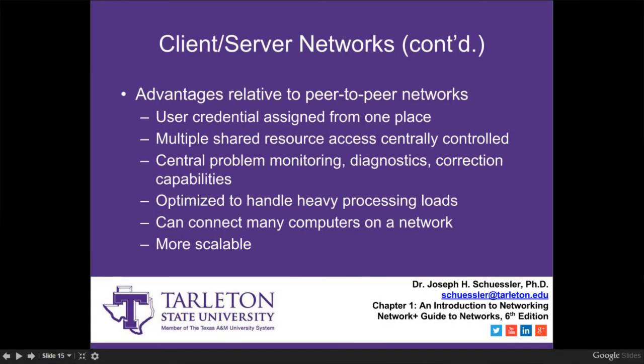Advantages, however, are that user credentials are all signed in one place. So rather than managing access on each individual computer, we simply manage those credentials in one place on the server, and that controls access to those individual clients. We have multiple shared resource access, centrally controlled, central problem monitoring, diagnostics, and correction capabilities. Client-server environments are optimized to handle heavy processing loads. They can connect a lot of computers on the network, so it becomes more scalable. So as the network grows larger and larger, we don't run into some of the problems that we have in peer-to-peer environments.